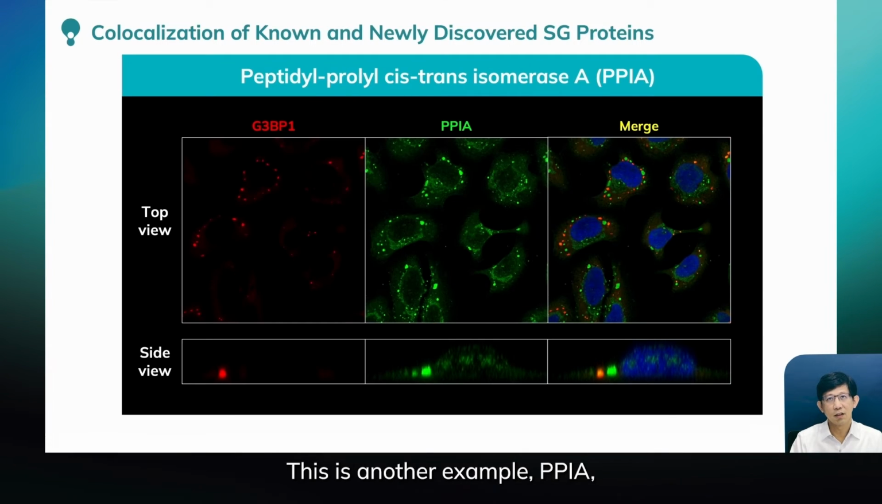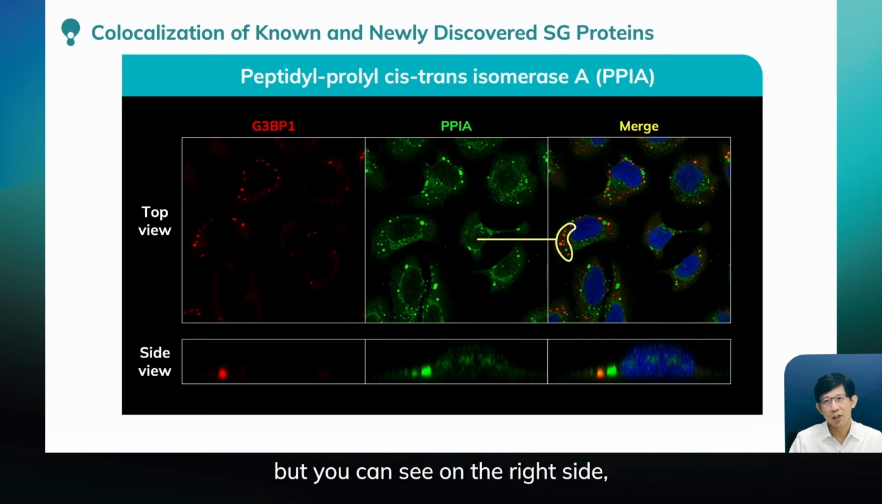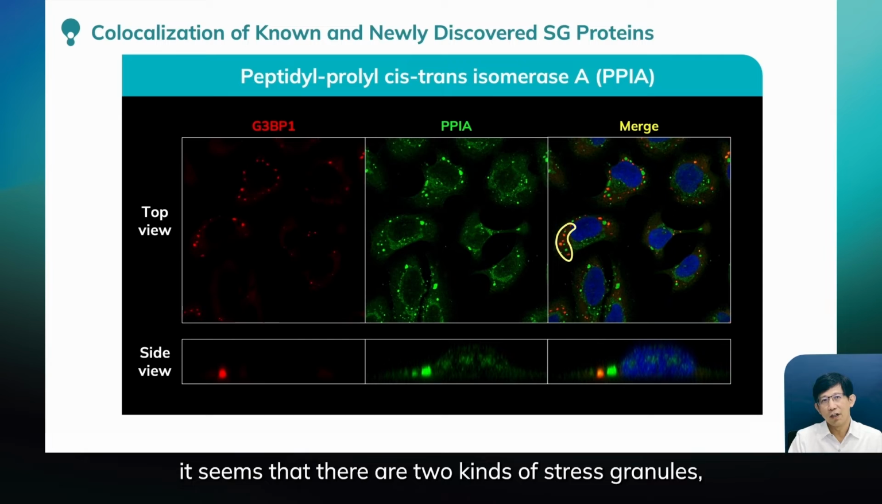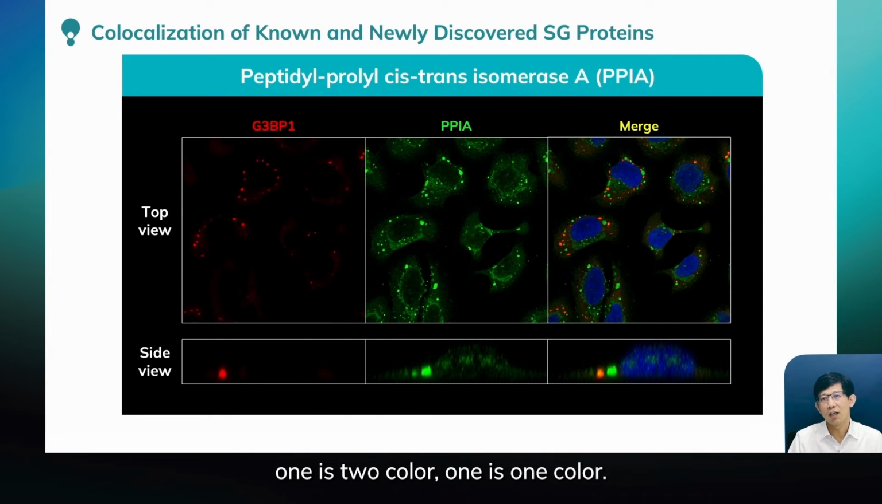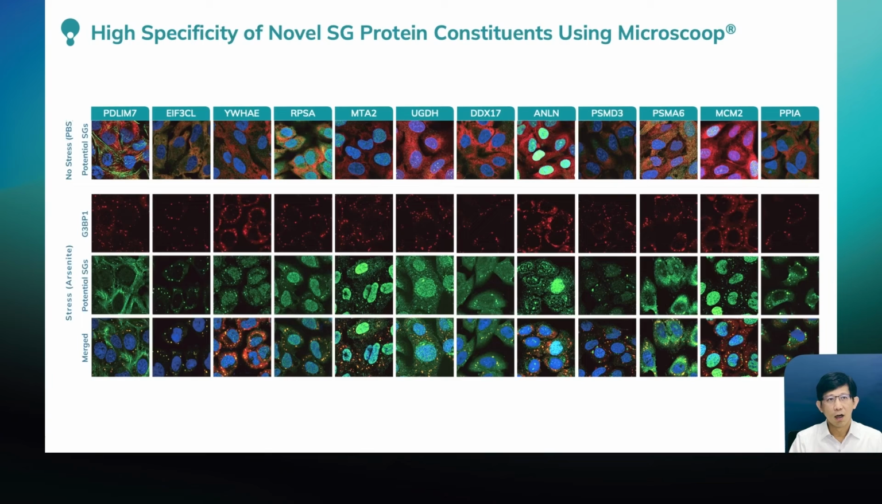This is another example, PPIA. You can see that in the stress granule, not only do they colocalize, but you can see on the right side, there are two kinds of stress granule. One is two color, one is one color. So we are really finding new biology. You can use these to study further to see what the difference is between these two kinds of stress granules.